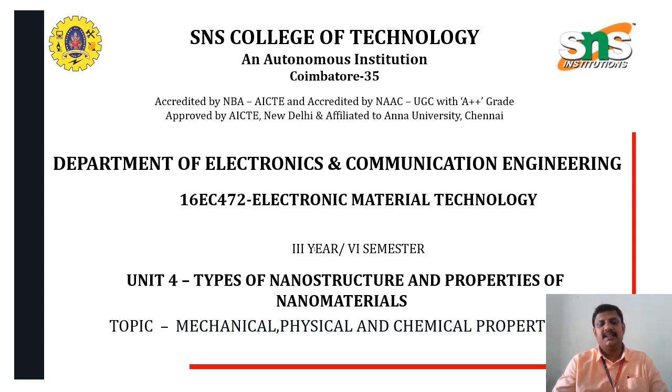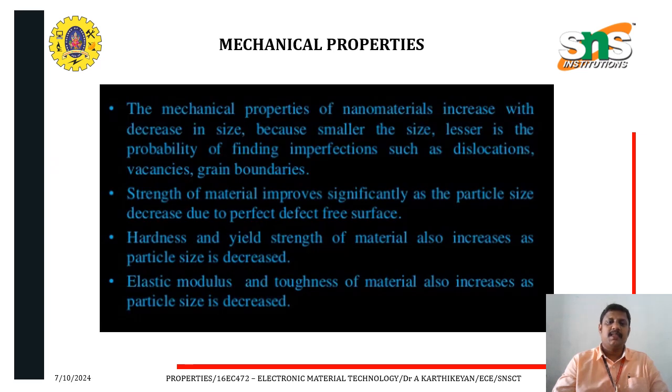In that, the mechanical, physical, and chemical properties are most important in all the materials, because every material has mechanical, physical, and chemical properties. And the mechanical properties are mainly the most important one.